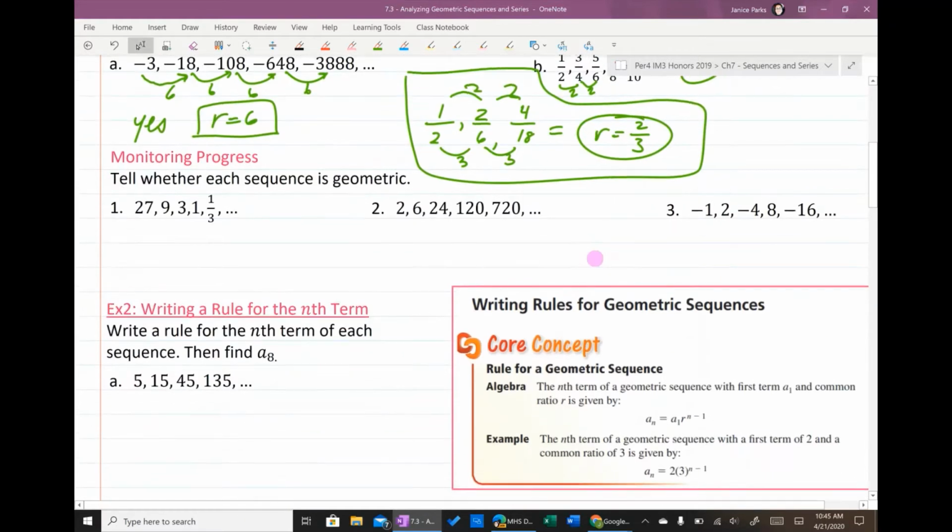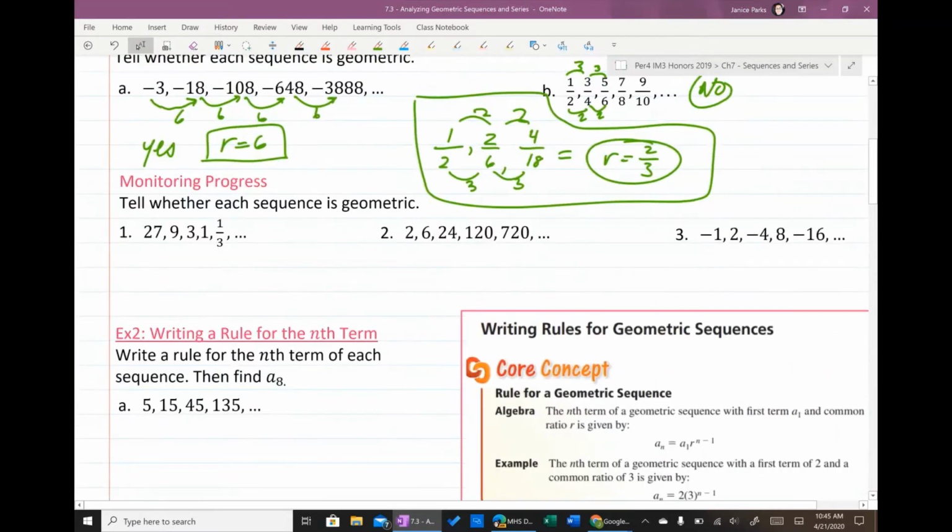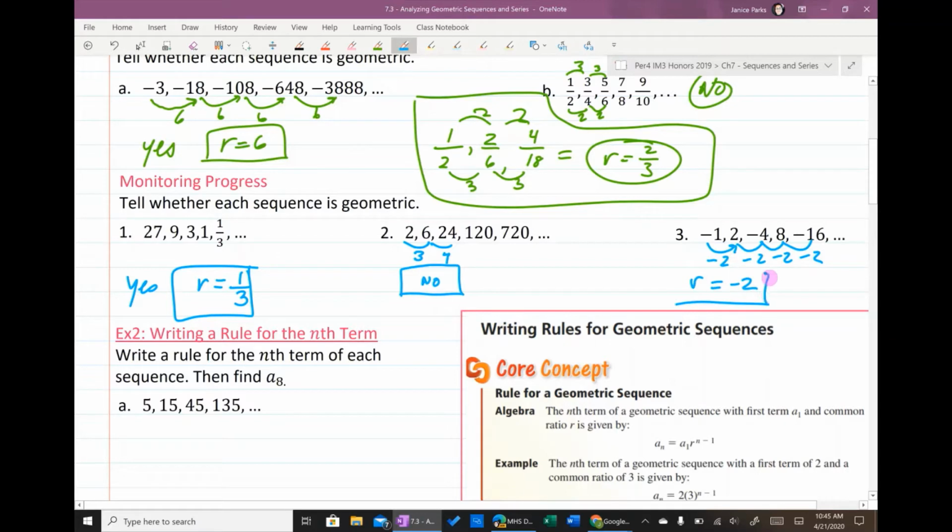Next, you can do the same thing with these 3 if you'd like. Go ahead, and you can probably do them fairly quickly on your calculator. This one is yes. The common ratio is 1/3, which is dividing by 3. That's the ratio when it's a fraction. For this one, they're multiplying by 3, then by 4. So it is a pattern, but it's not geometric. And for this one, they're multiplying by -2, -2, -2, -2. So yes, the common ratio is -2, and it is geometric.